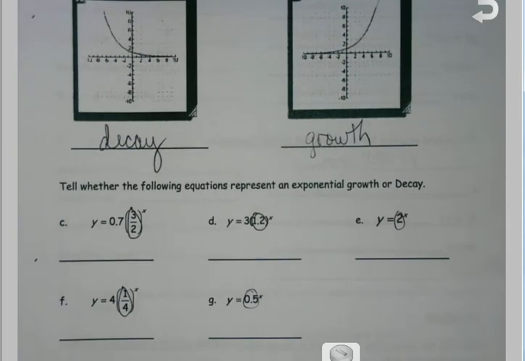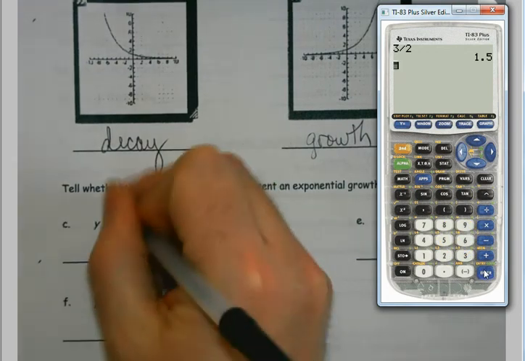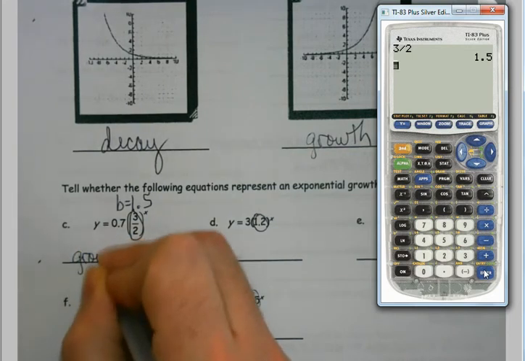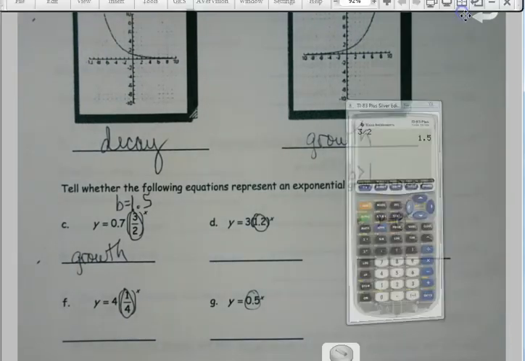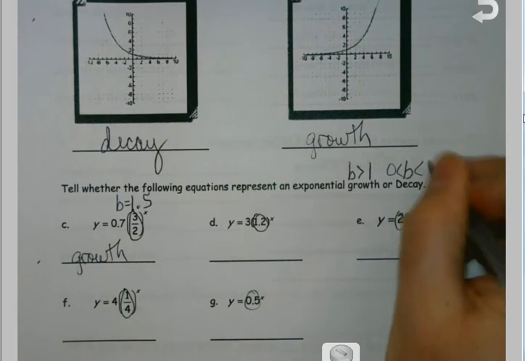Now, be careful on that first one. 3 over 2. Maybe we better look at what that equals. Because a lot of times we look and we're like, ooh, it's a fraction. It's got to be less than 1. No, it doesn't. 3 over 2 really means my b value is 1.5. So without punching it in the calculator and looking at a picture, should this be growth or decay? Growth. Because again, if my b value is bigger than 1, and 1.5 definitely is, it's going to be growth. If it's between 0 and 1, it's going to be decay.